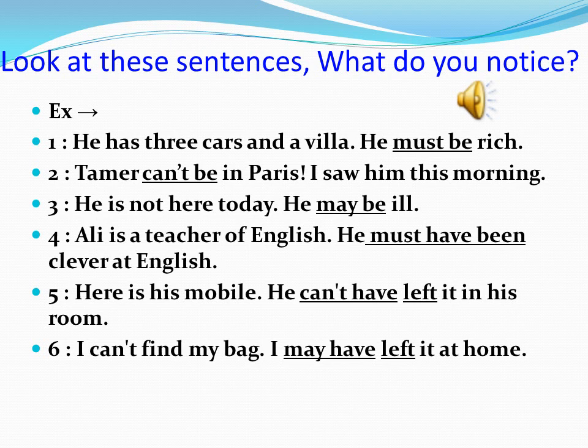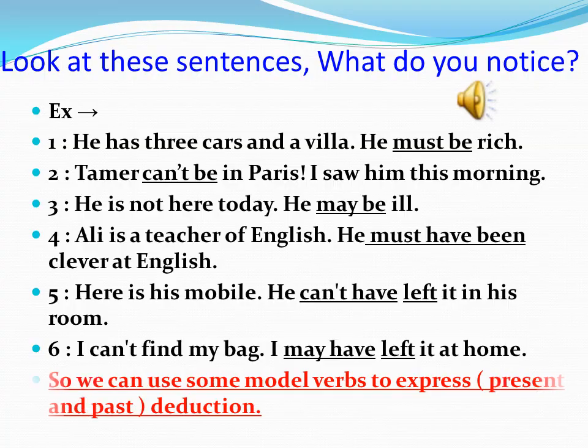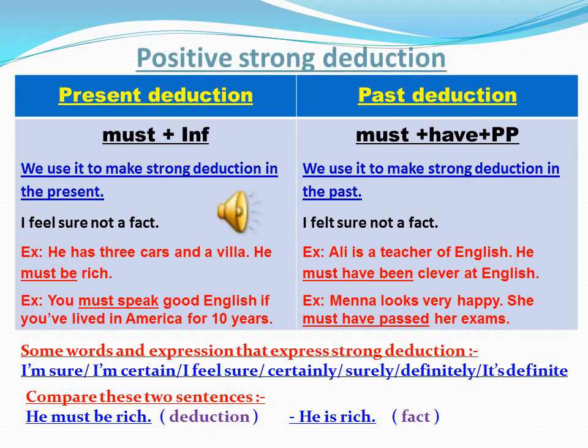Let's go to what we noticed. We noticed we can use some modal verbs to express present and past deductions and possibilities. We can use must in different ways, but in this course we want to know how to use must for expressing deduction. We use it to make strong deduction in the present and also in the past. So let's go to this point.